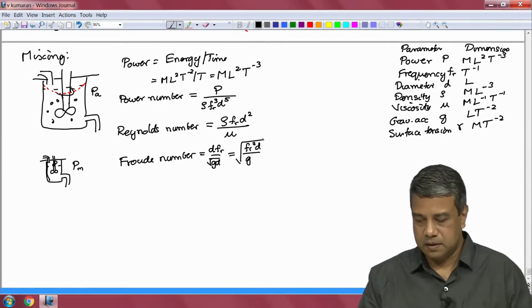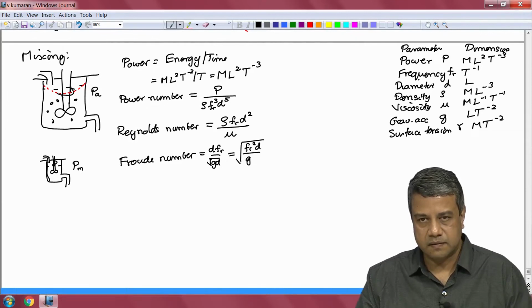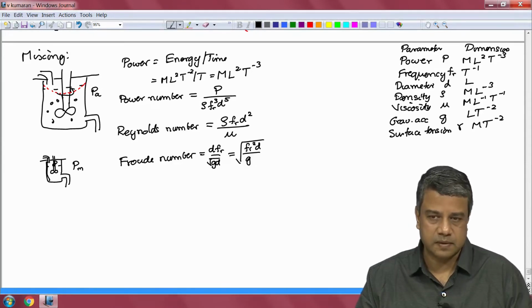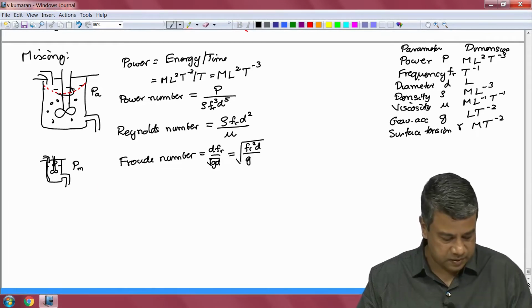Once again, frequency has dimensions of time inverse, diameter has dimensions of length, and therefore, the gravitational acceleration has dimensions of length per t power minus 2.